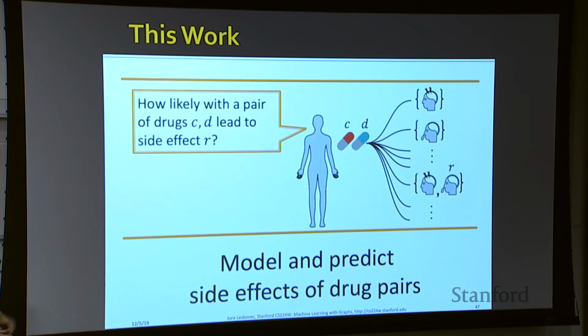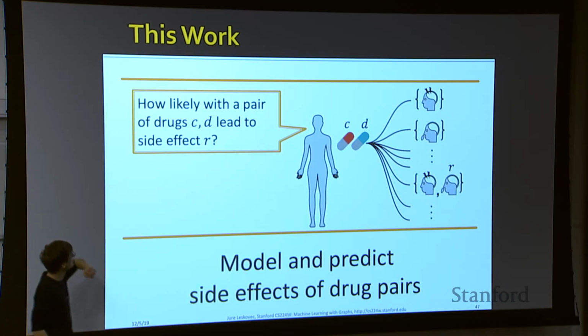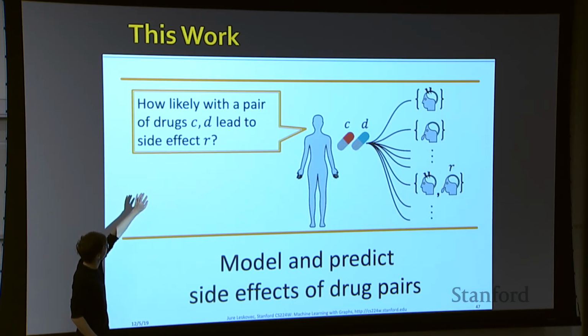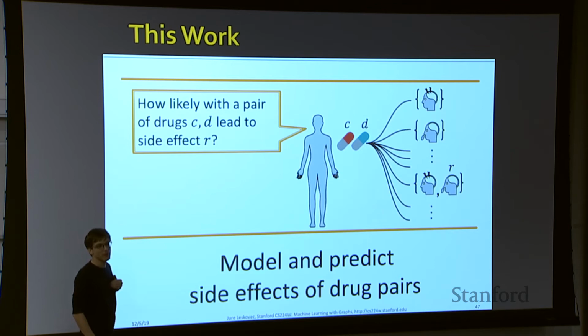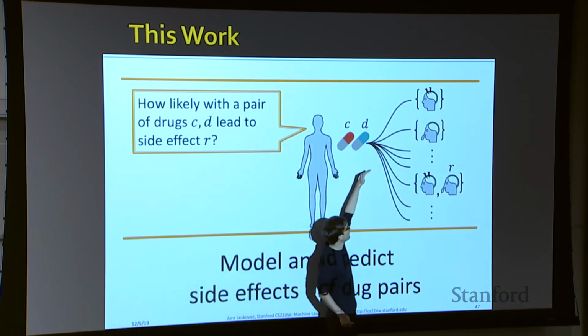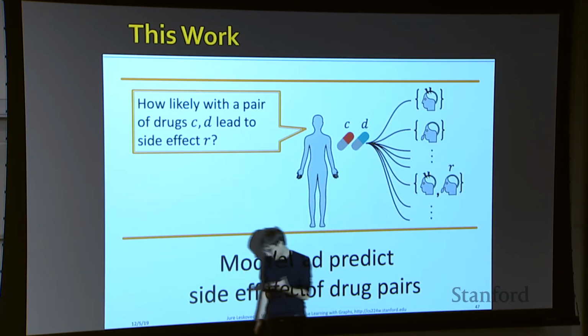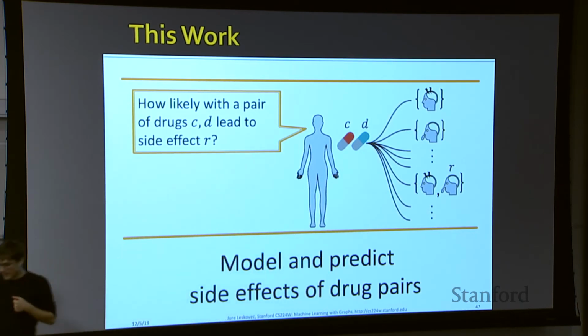So for the purpose of this lecture, we will ask the following question: if a patient takes drugs C and D, what kind of side effects might we expect? Given a pair of drugs, we want to predict what kind of side effects these drugs may lead to. That's the prediction problem. And now we will formulate this prediction problem.